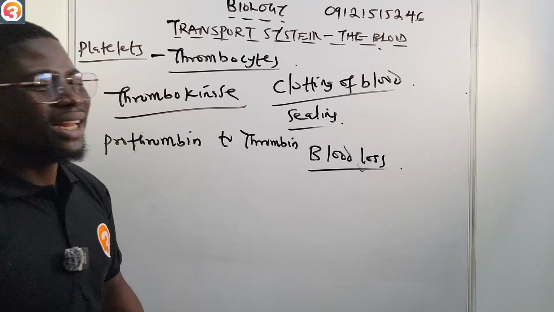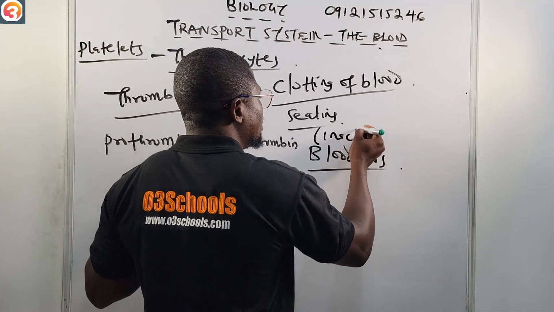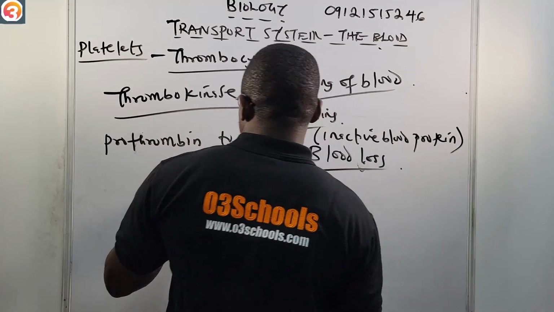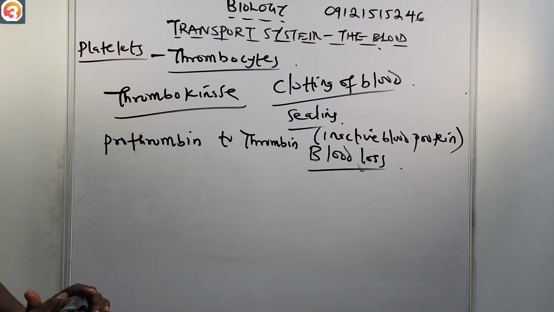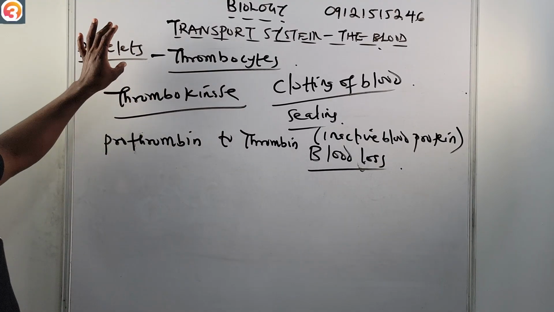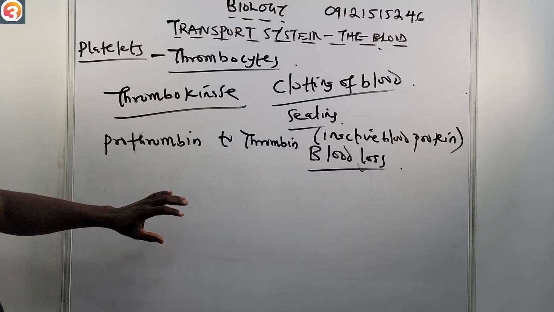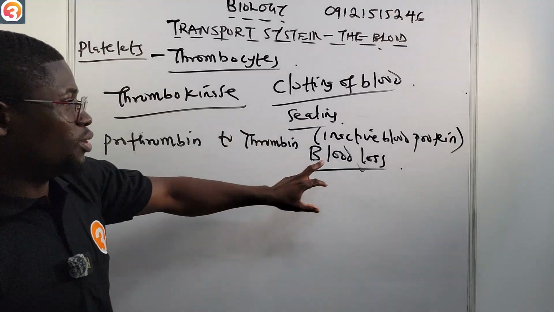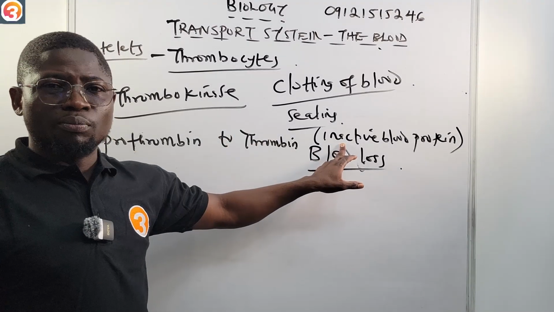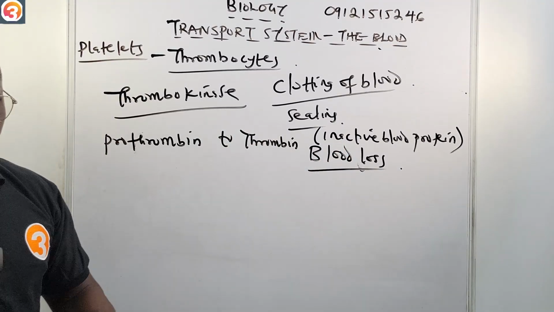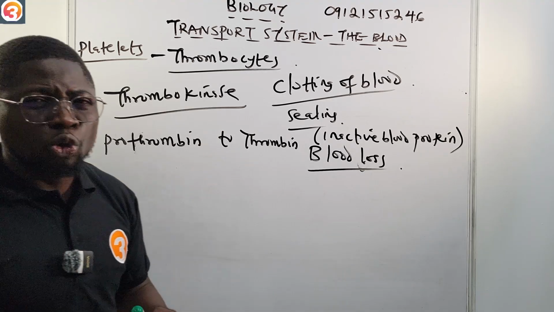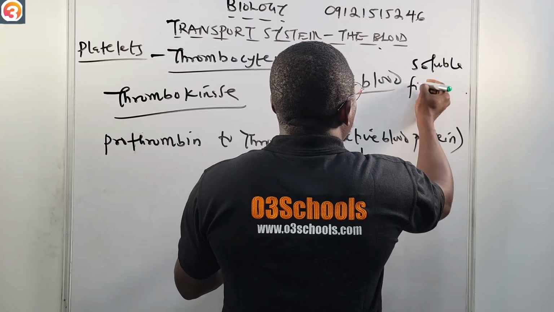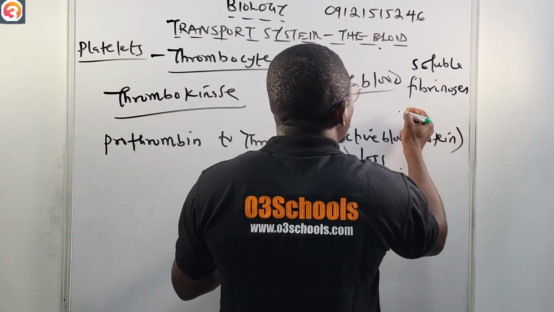This thrombin is what we call an inactive blood protein. Please take note of that. So the first stage, the platelets release an enzyme called thrombokinase, and this thrombokinase converts prothrombin to thrombin, which is an inactive blood protein. Then what happens next? This thrombin now converts soluble fibrinogen to fibrin.